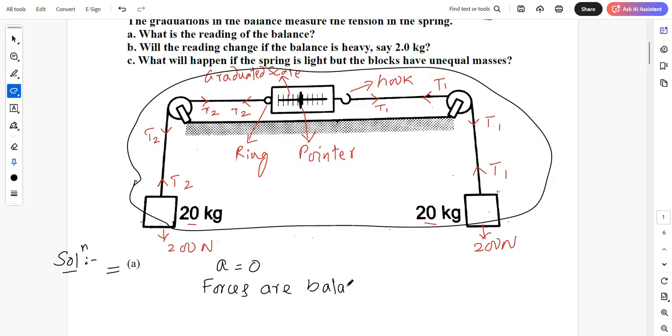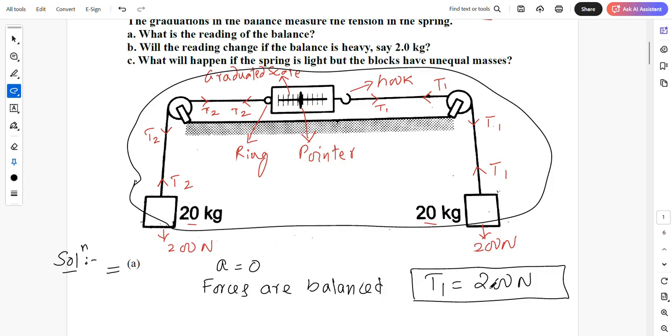Since there is no acceleration here, whatever weight is connected to this string, which is connected to the hook of the spring balance, gives the reading of the spring balance. That is tension. What is the tension here? T1 is directly 200 newton. This is the answer for the first one. If you want to convert this into kg, divided by 10, you will get T1 is equal to 20 kg. Hope you understood. This is the reading of the spring balance.